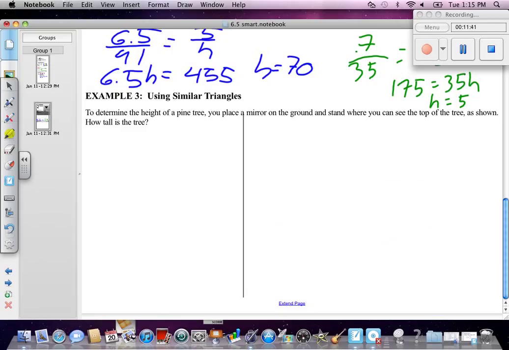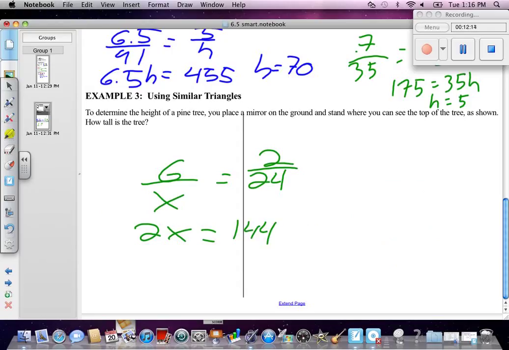Okay. So, how tall are you in this picture? 6 foot. We're really tall. How tall is the tree? It doesn't say. Right. How far are you from the mirror? 2 feet. How far away is the tree? 24 feet. There, that's when you use the 24. Okay, so we get 2x equals 6 times 24, which is 144. Divide both sides by 2. And the tree is 72 feet tall.